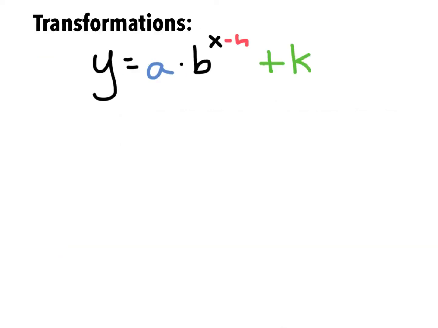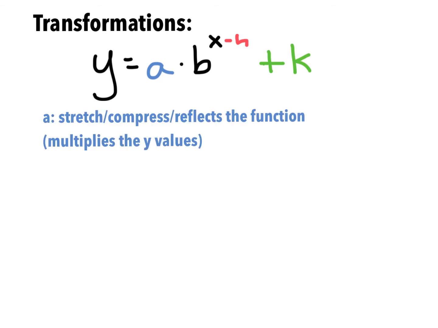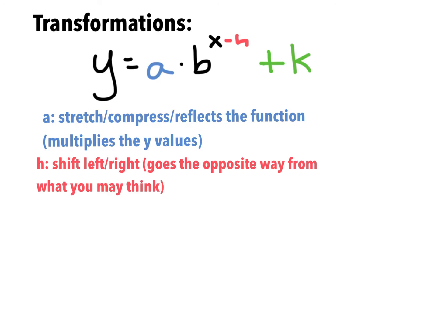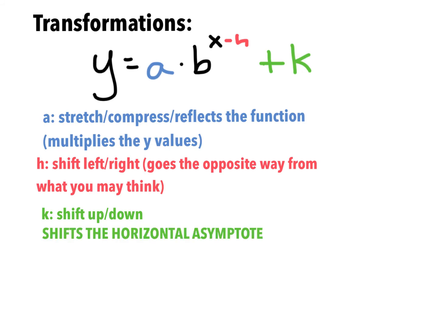All right, but past the parent function, we can apply all the transformations just like we have always done to all the other parent functions. All the letters do the exact same things. Just like in all the other parent functions, a is going to either stretch, compress, or reflect the function, and it does that by multiplying the y values. h is still a shift left and right, and be mindful that since it's minus h, it might go the opposite way from what you might think. And then finally, k just shifts the graph up or down. Now, an important thing to remember about k is that it will also shift the horizontal asymptote.